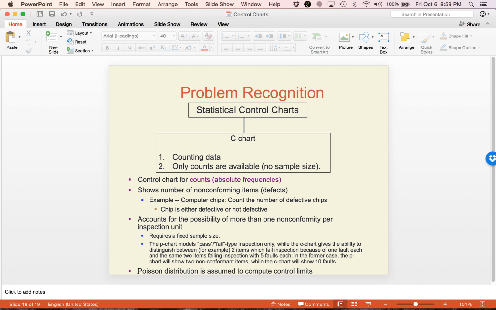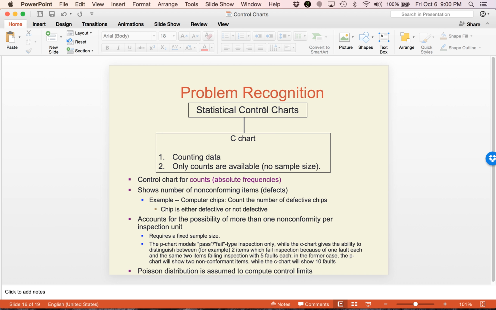You might find it curious to see that the Poisson distribution is the underlying distribution that we're going to assume for normal variability. In other words, we're going to assume that the variability in the counts of these things is according to the Poisson distribution. And so it's going to be used to calculate the control limits. And so if we see anything above or below the control limits, those control limits will be calculated according to the Poisson, like 3 standard deviations above or below that. But it's not the normal distribution.